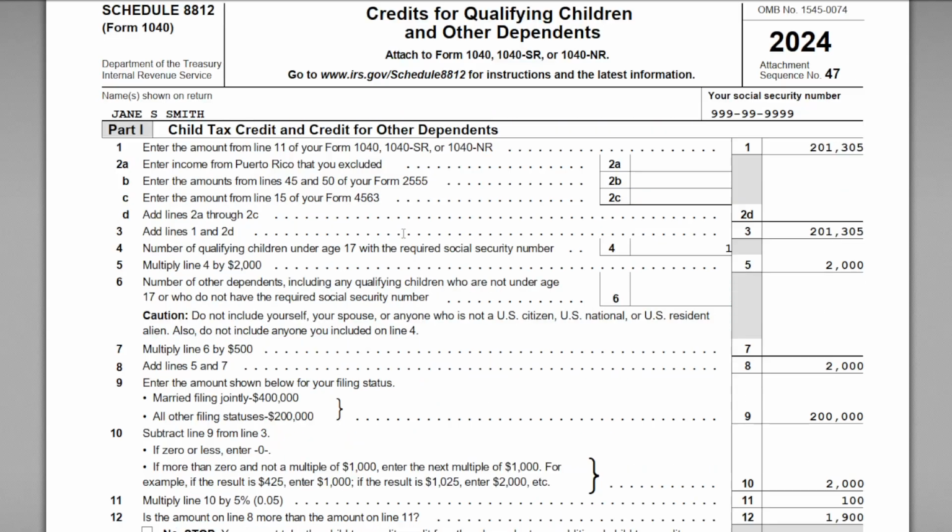All right, so we'll start up here, part 1, line 1. Enter the amount from line 11 of the 1040. So they're asking, enter the amount of our adjusted gross income as it was reported on page 1. And so we start with 201,305.